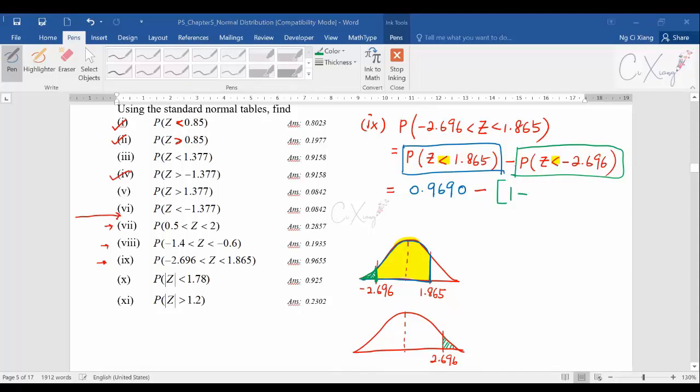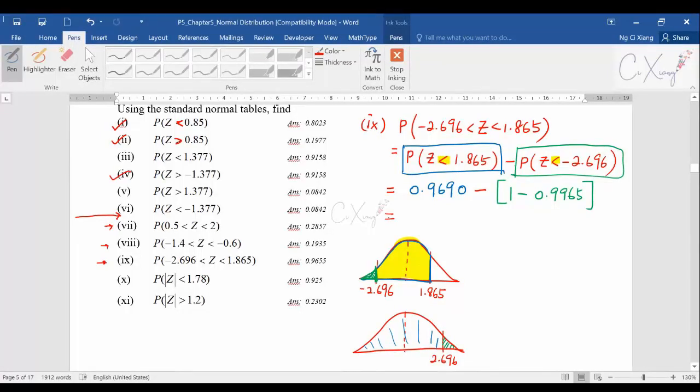So again, I look for 2.696, 9965. So you should get 0.9965. The 0.9965 is actually this area from the table. That's why you take 1 minus the blue color area, and you'll get this. By simplifying it, using the calculator straight away, you can get the answer.